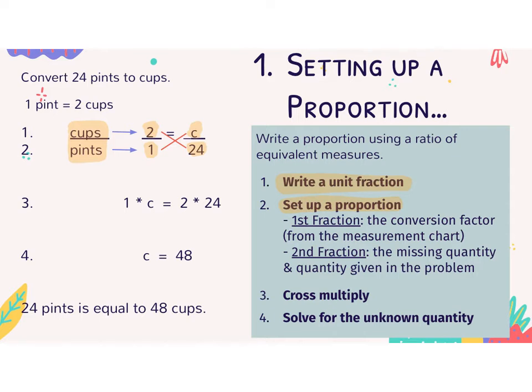Our third step is to cross multiply. So we multiply 1 times C, and that equals 2 times 24. Our last step is to solve for the unknown quantity, for our variable. Since C is already by itself, we do not need to divide on both sides of our equation, so C equals 48, or 24 pints is equal to 48 cups.